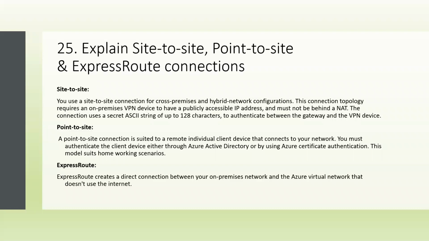ExpressRoute. ExpressRoute creates a direct connection between your on-premises network and the Azure Virtual Network that doesn't use the internet. ExpressRoute connections don't travel over the internet.